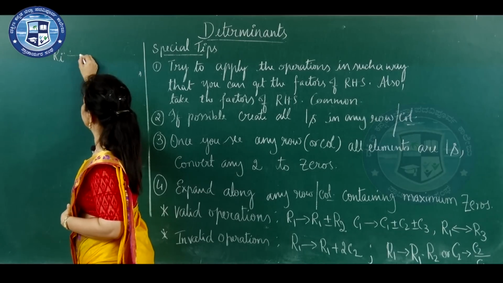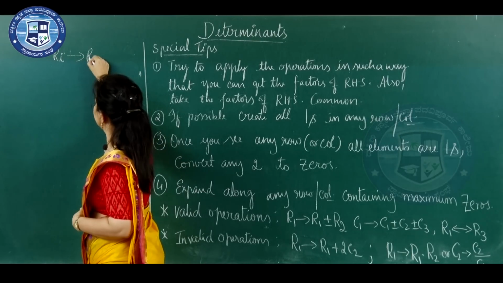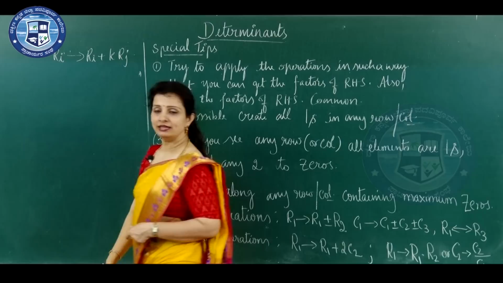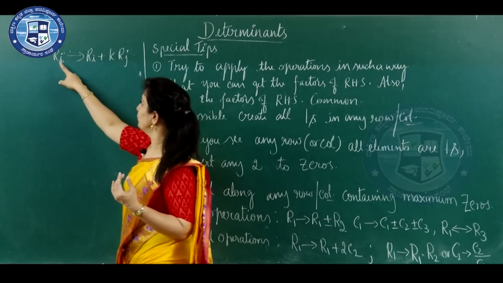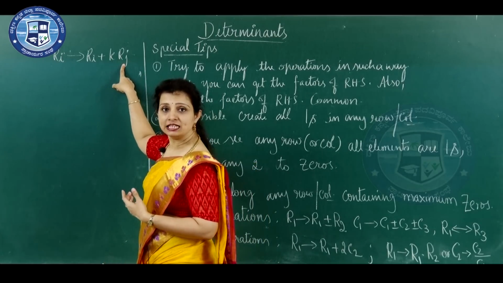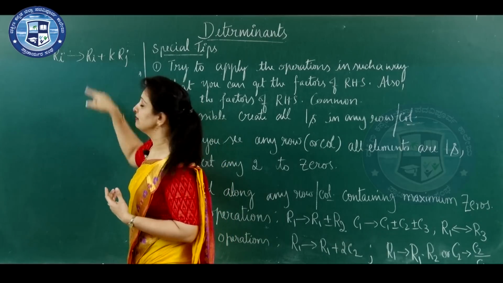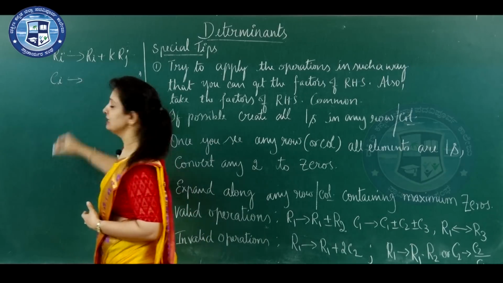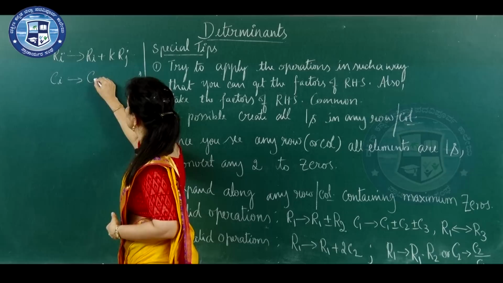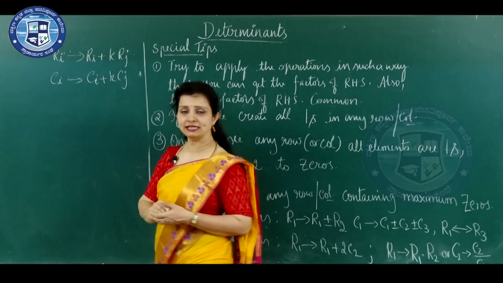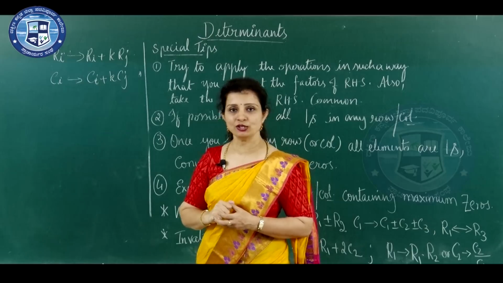Ri implies Ri plus k times Rj. It's a general way of writing. The corresponding elements of Ri are added with Rj elements multiplied by a constant k, or similarly Ci implies Ci plus k times Cj. Yes, it is possible to apply these operations.